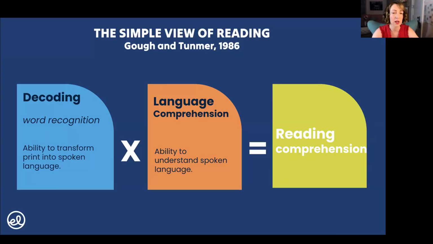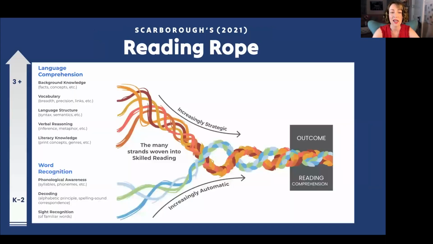And when we have an assessment, we have to be able to decouple those two components, decoding and word recognition, from language comprehension, so that we can really see where the deficits are in our students so we know how to support them. So we need a test that breaks down all those components on the left so we can see what they're struggling with.